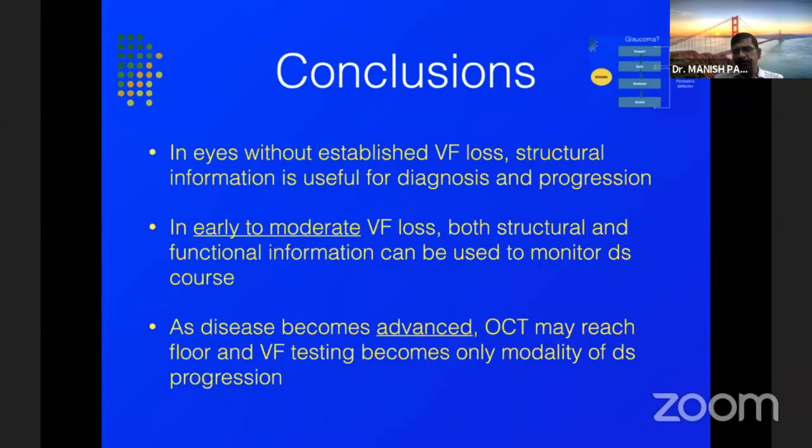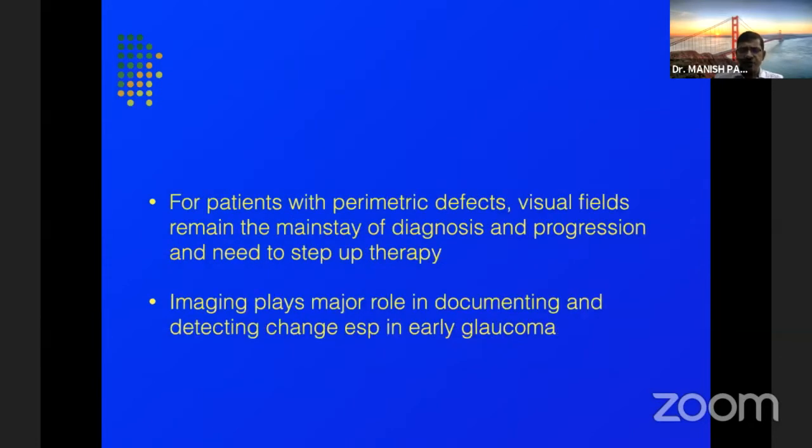When there is early to moderate visual field loss, both structural and functional information can be used. But as soon as we reach advanced glaucomas, OCT may reach the floor and is of no use, and visual field testing becomes the only modality of disease progression.